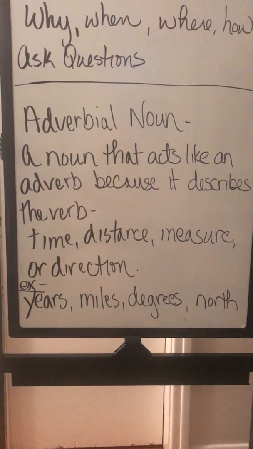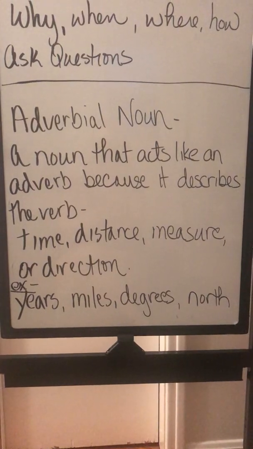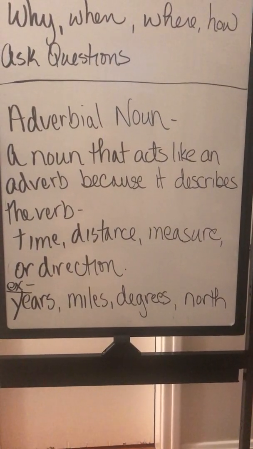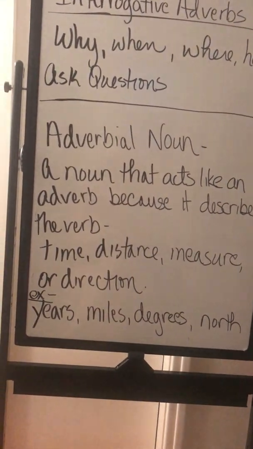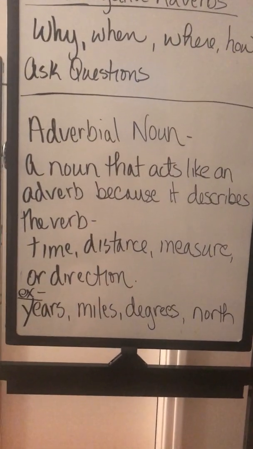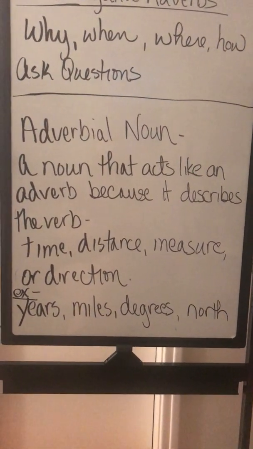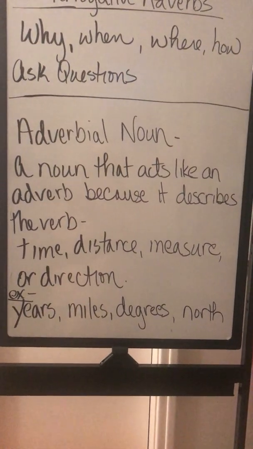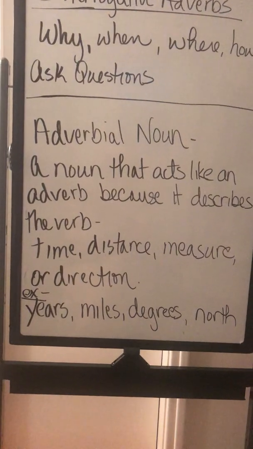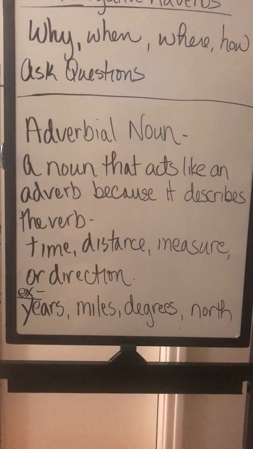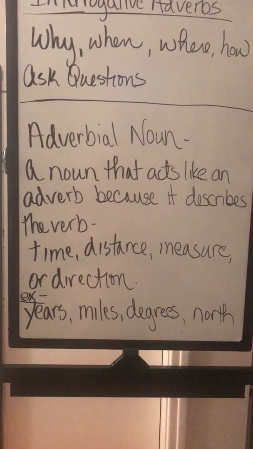So for instance, examples would be words like years, miles, degrees, north, south, east, west. Those are all examples of adverbial nouns. So if you said, I traveled miles yesterday, you're using that word miles, which is typically a thing, would be a noun. You're using it as an adverb, and you're telling distance. So you're saying how far you traveled.